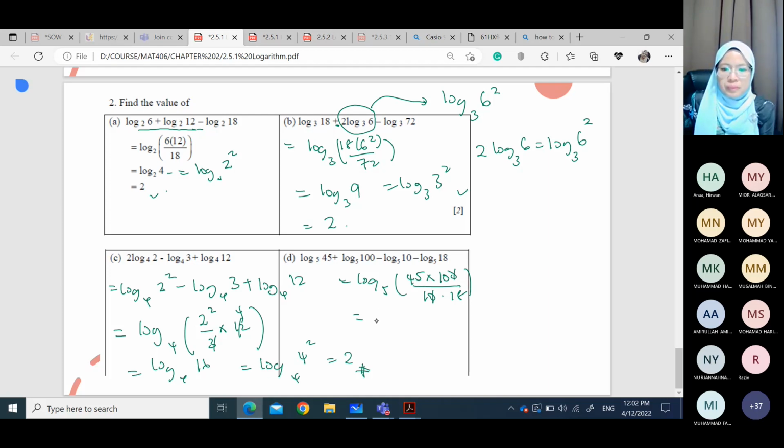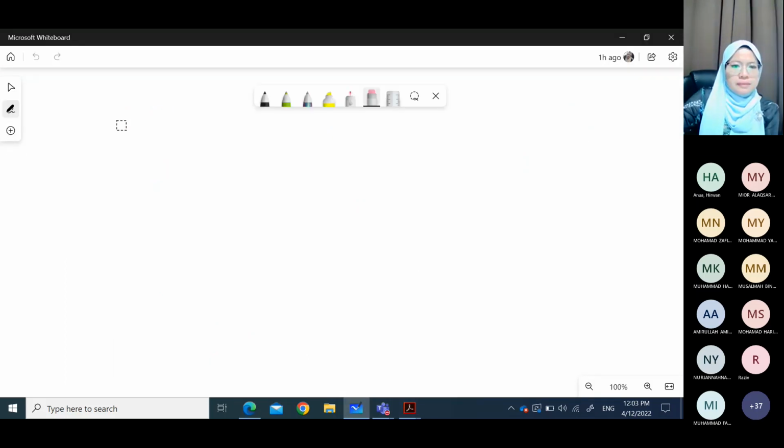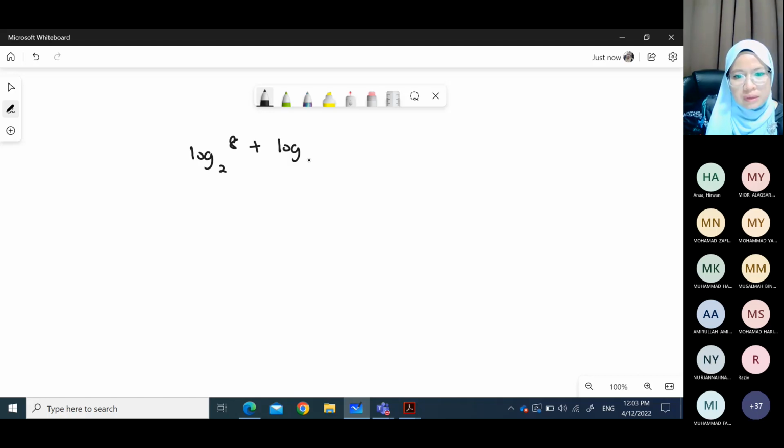Madam, boleh jadi tak kalau log tu lain-lain? Log tu lain-lain boleh? Kalau lain-lain tu macam mana nak buat? Kalau katakan log lain-lain, kita perlu convert lah. Okey, contoh saya bagi satu contoh. Okay, so solve for log 2 8 plus log 3 9. For example.